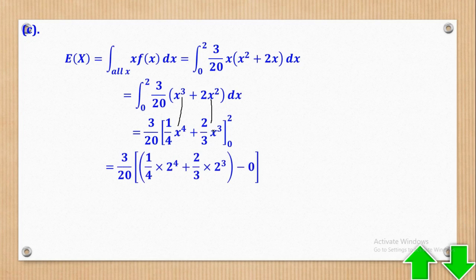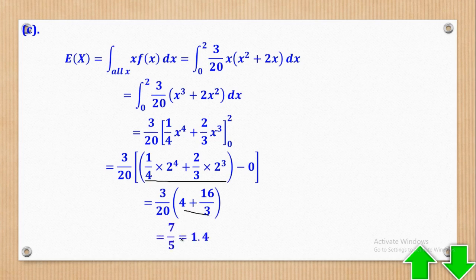The next is substitute. So when I substitute the upper limit, put it here and here, I'll come up with this bracket. Then this 0, put it here and here, I'll come up with 0. So when I simplify this bracket, I'll come up with this, and in the end I'll come up with my final answer as 7 over 5, or 1.4.